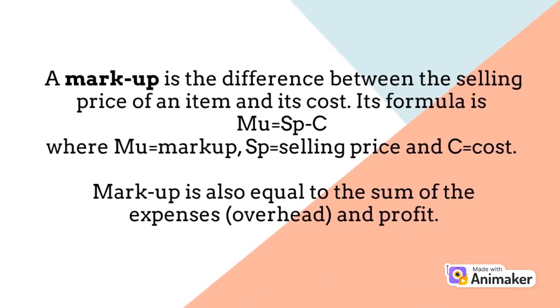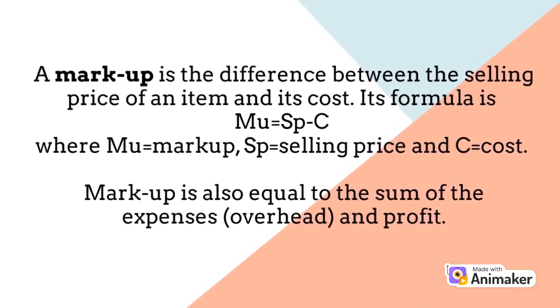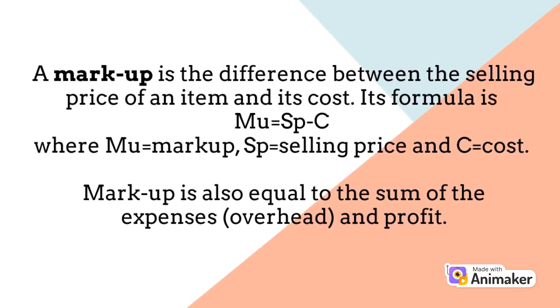A markup is the difference between the selling price of an item and its cost. Its formula is M sub U equals S sub P minus C, where M sub U is markup, S sub P is selling price, and C is cost. Markup is also equal to the sum of the expenses or overhead, and profit.